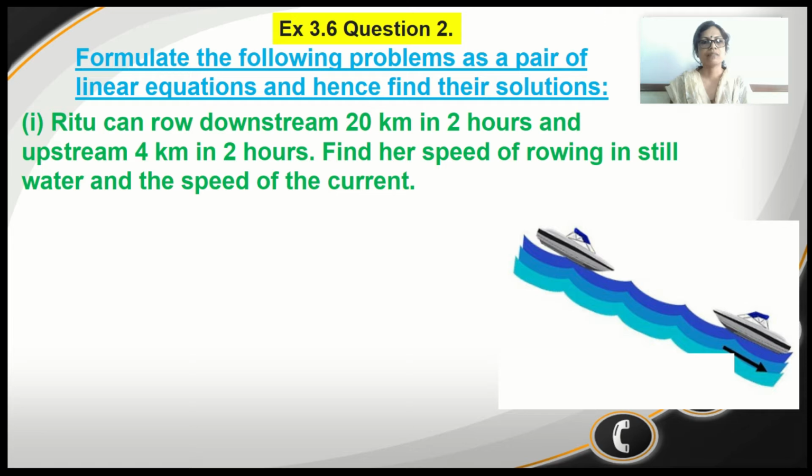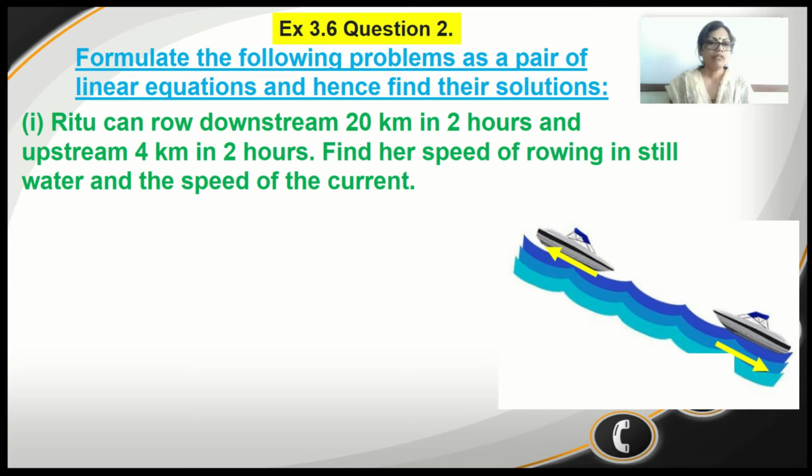Look at this. You will observe that the rowing is in the downward direction like this. When the rowing is in the downward direction, the speed will be more because it will be the speed of the rowing boat plus the speed of the flowing water. And when the rowing is in the upward direction, that means it's going opposite to the flow of water, so the speed of the boat will reduce in this case.